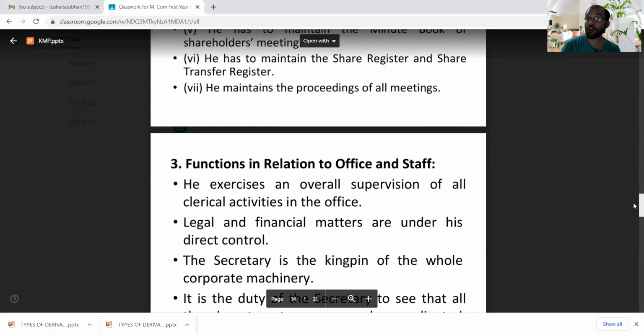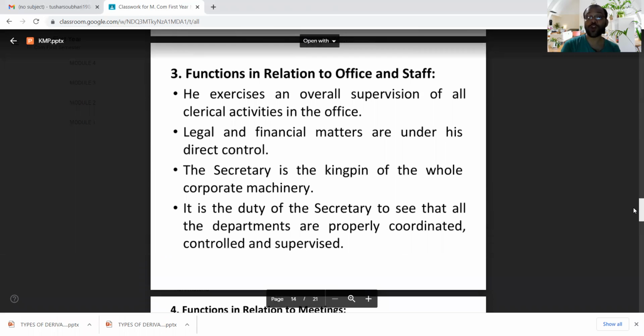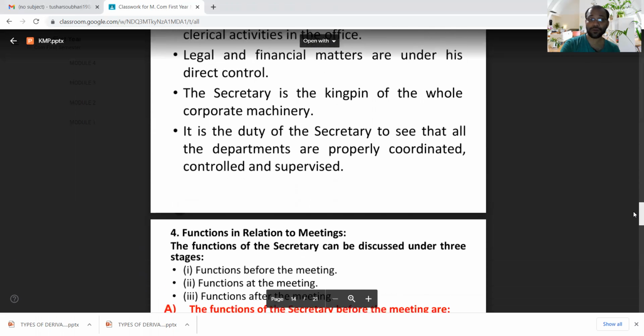Functions in relation to the office and staff: exercise overall supervision of all the clerical activities in the office. Legal and financial matters are also undertaken under the direct control. The secretary is a kingpin of the whole corporate machinery. It is the duty of the secretary to see that all the departments are properly coordinated, controlled, and supervised.